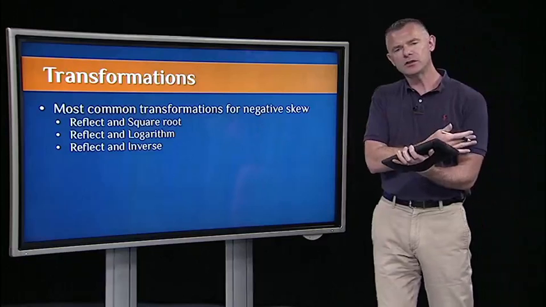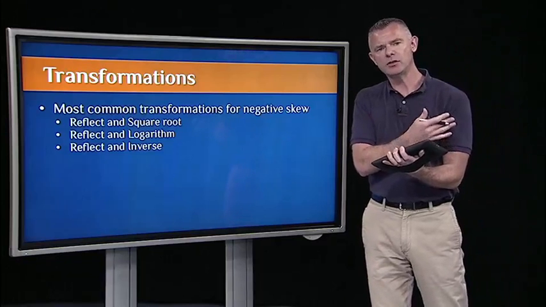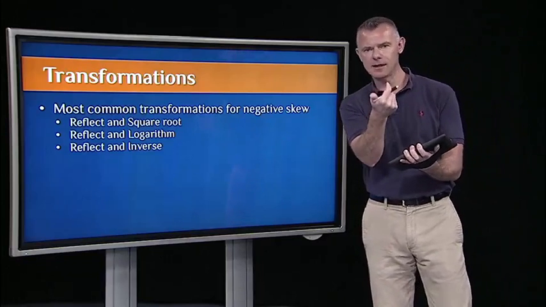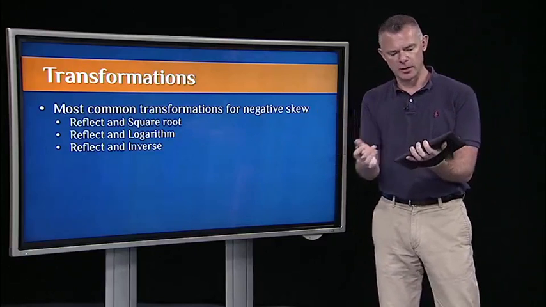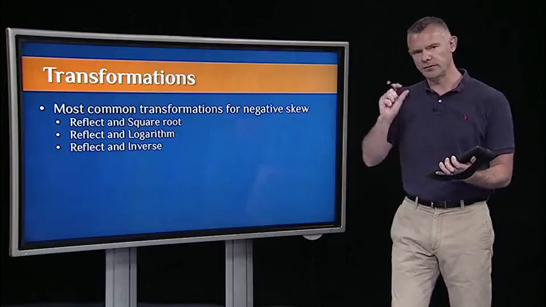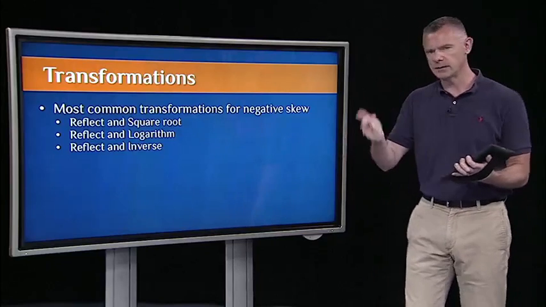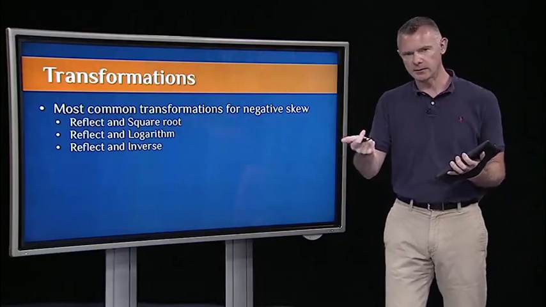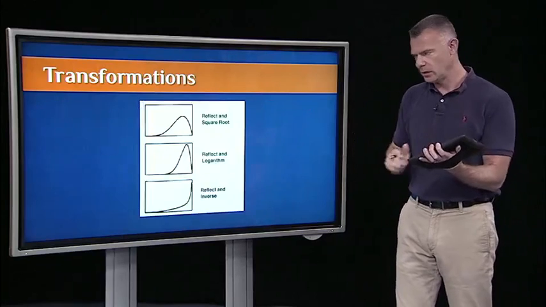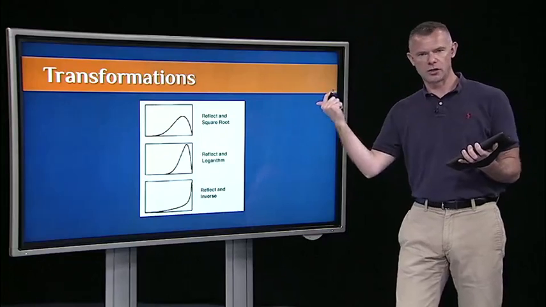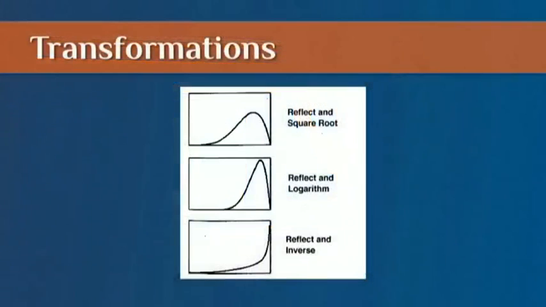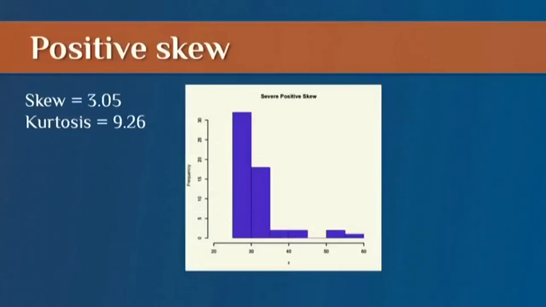If we have negatively skewed distributions, then all we have to do is reflect them, that is, take the inverse of all the values, and then apply the same transformation. So we could reflect and take the square root, reflect and take a log, or reflect and take an inverse. Here you can see the picture is just everything reversed. We're just going to reflect the distribution and then do one of these transformations.